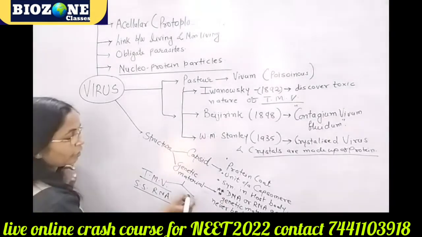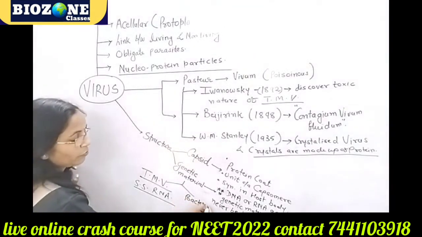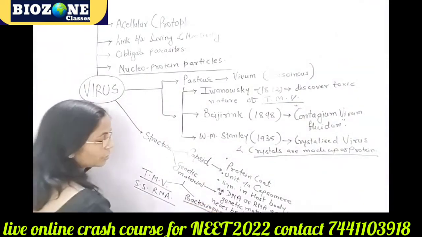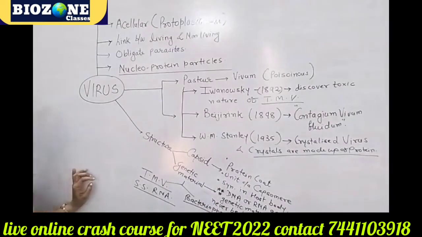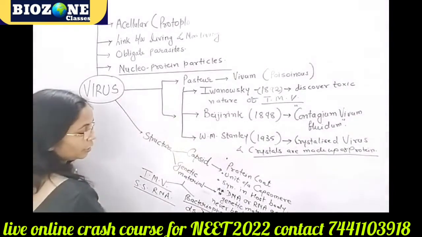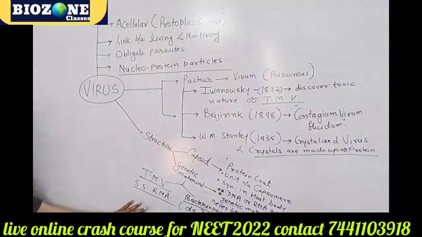That is a single-stranded RNA. And second diagram is for bacteriophage. In bacteriophage means a virus which causes the infection in bacteria. That virus is called as bacteriophage. And in bacteriophage, double-stranded DNA is a genetic material. So this part you remember.